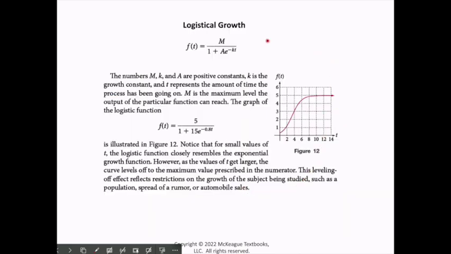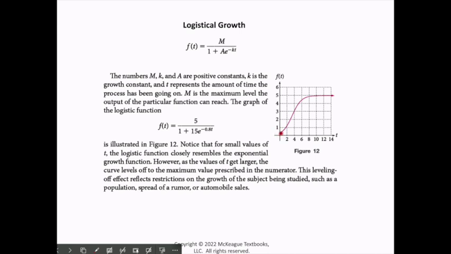Okay, our last topic is called the logistic growth model. Here's our format for the logistic growth model. This M represents, I guess you could say, your horizontal asymptote. This here is what your graph is going to get closer and closer and closer to as the value of t increases. This is what the basic shape looks like for a logistic growth model.